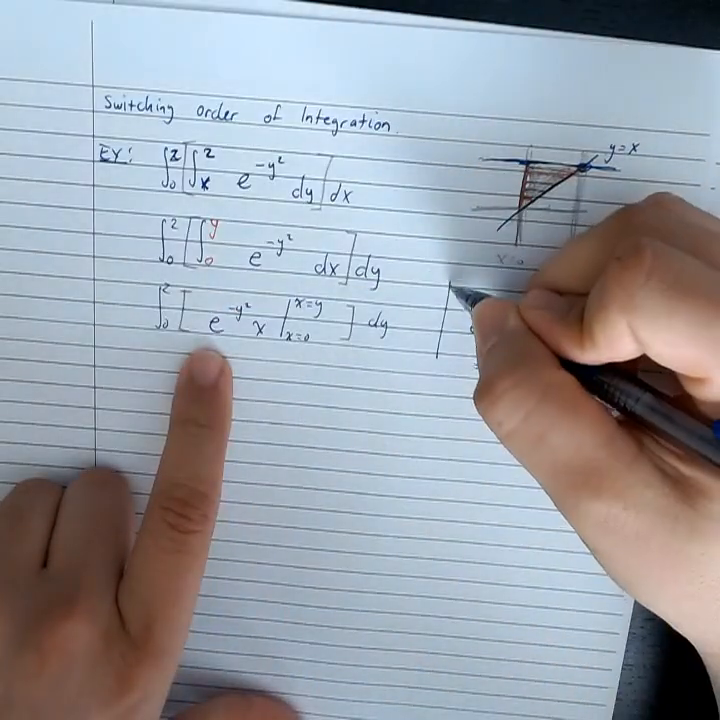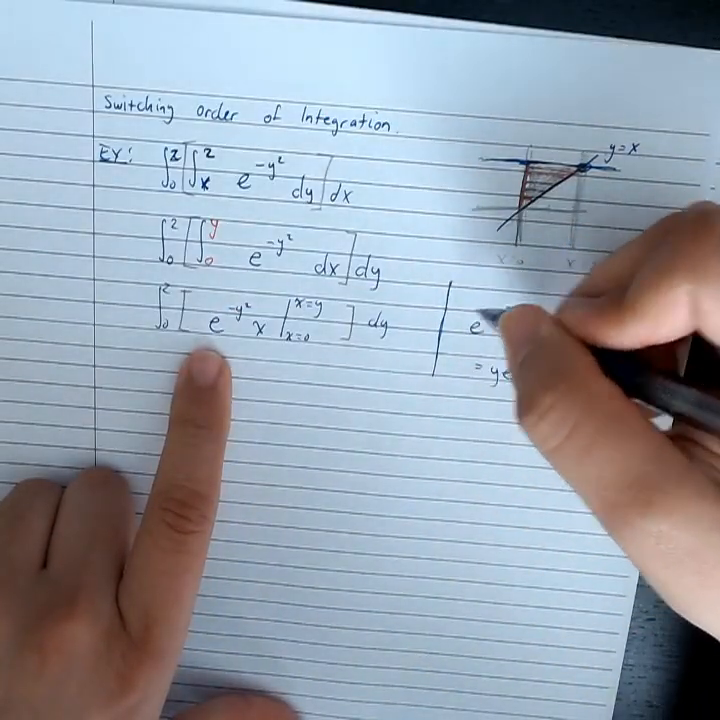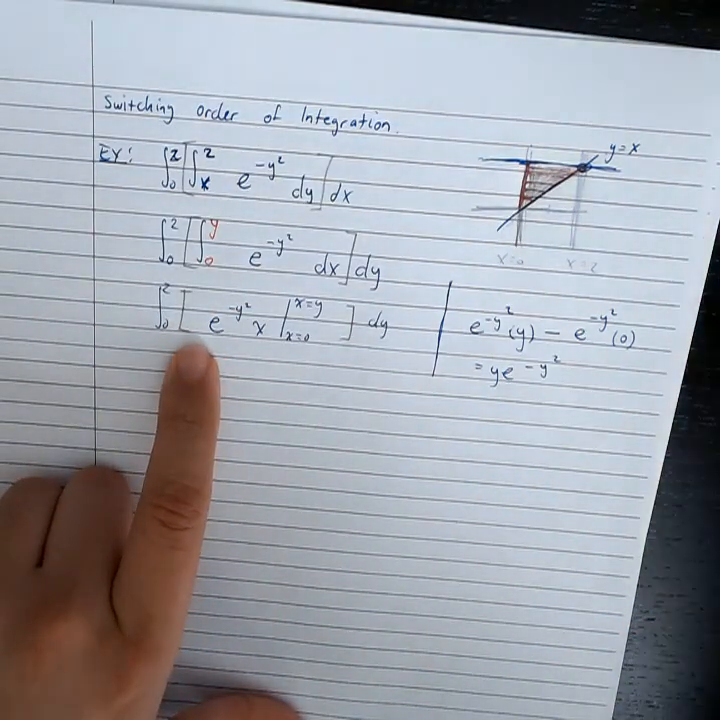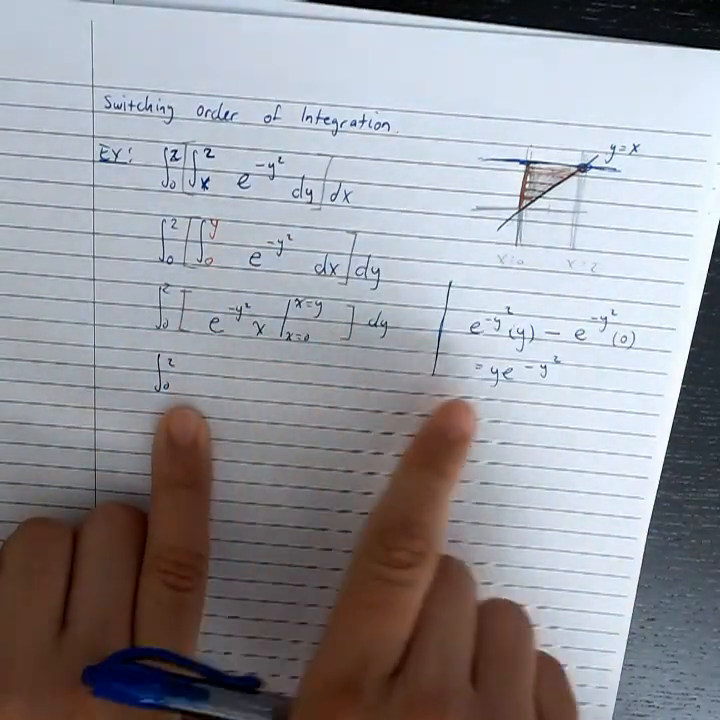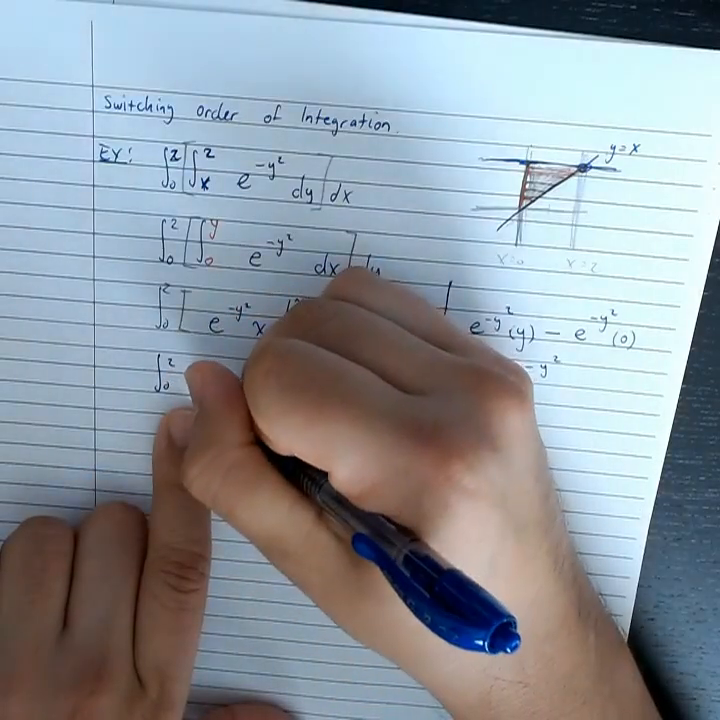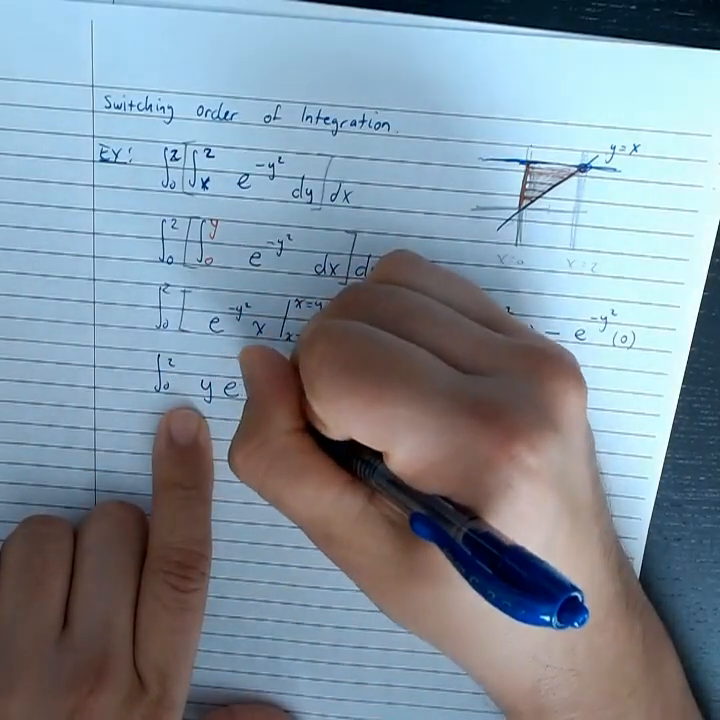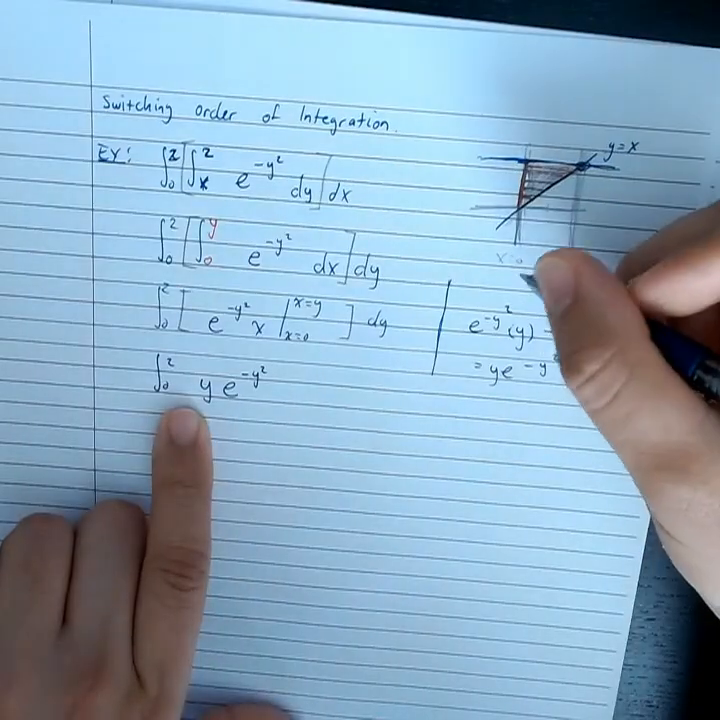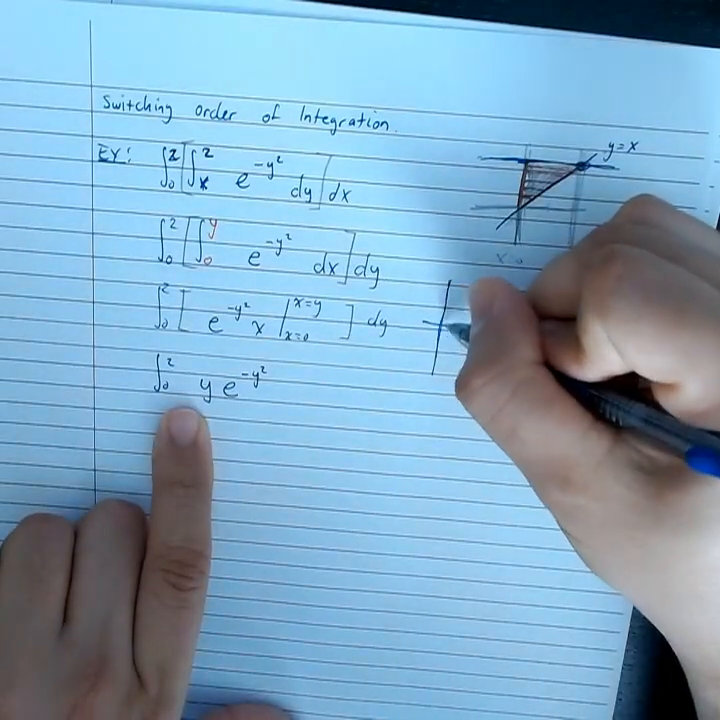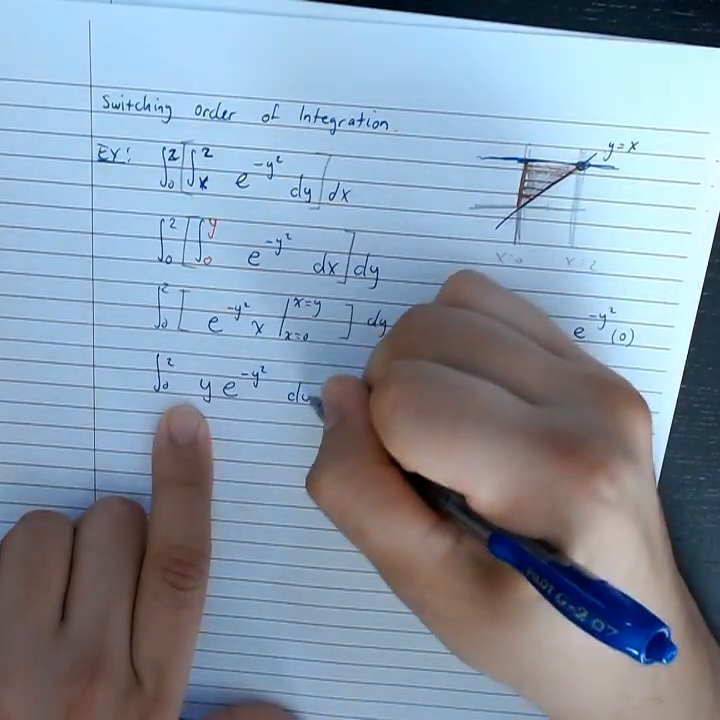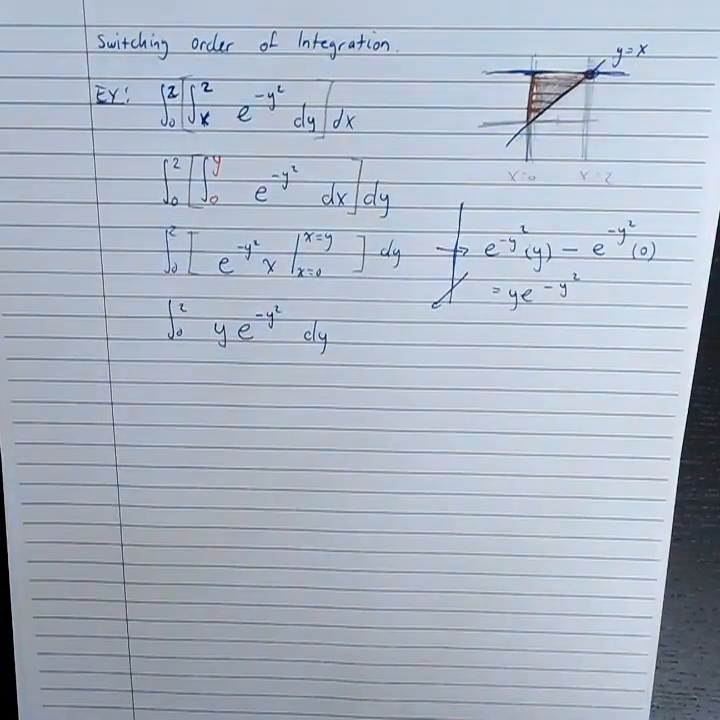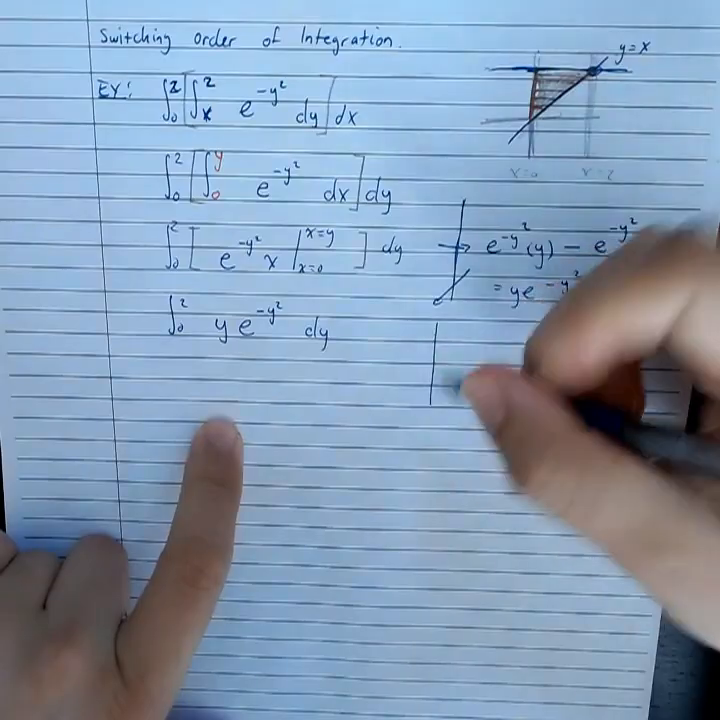So this becomes the integral from 0 to 2. This whole thing inside is now this expression. It's now y e to the minus y squared, and now that's being integrated with respect to y. Notice this is now doable. I could just use a u substitution for this. So here, I can use a u substitution.